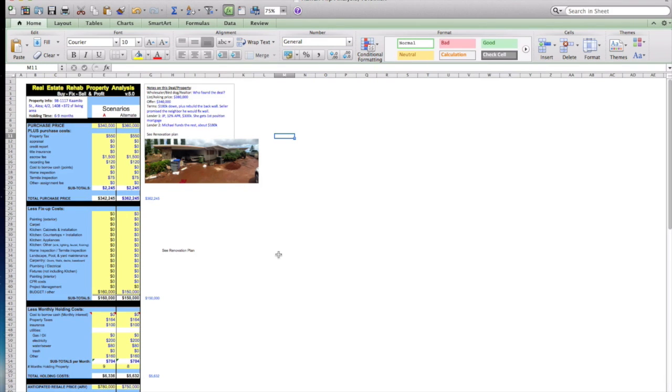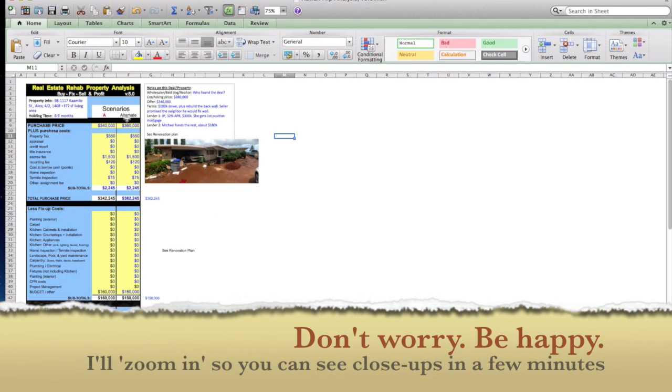So here is the flip analysis spreadsheet. If you can follow my mouse, you'll see check the version number up here. You should have at least version 5.0. It is late July of 2014, and I just released version 5.0. You should be using at least that one, the flip analysis spreadsheet. And I just want to give you a quick overview.